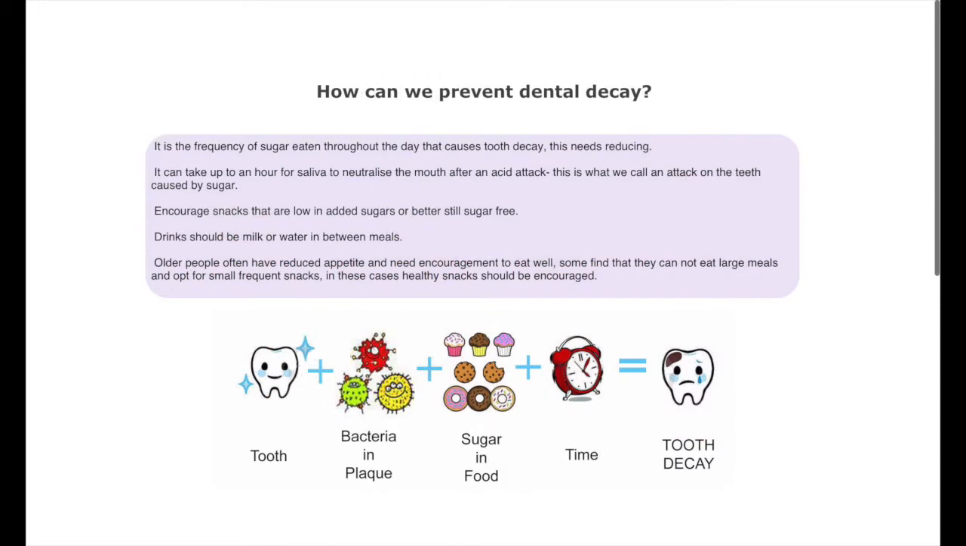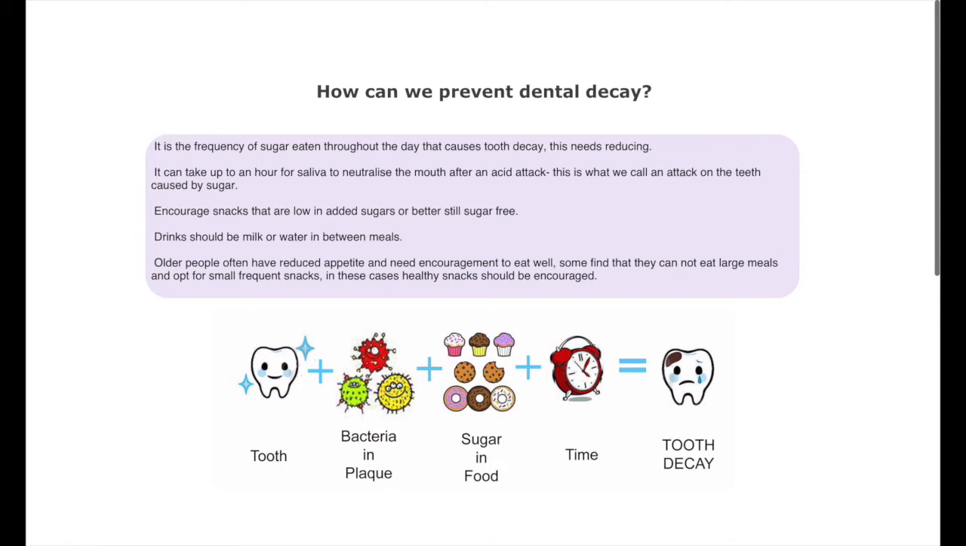We need to next look at how we can prevent dental diseases. Let's first look at tooth decay. It is the frequency of sugar eaten that needs to change. The more frequent sugar is eaten, the less time the mouth has to remineralize the tooth structures. Therefore, we need to look at diet to ensure that we can keep acid attacks to a minimum.